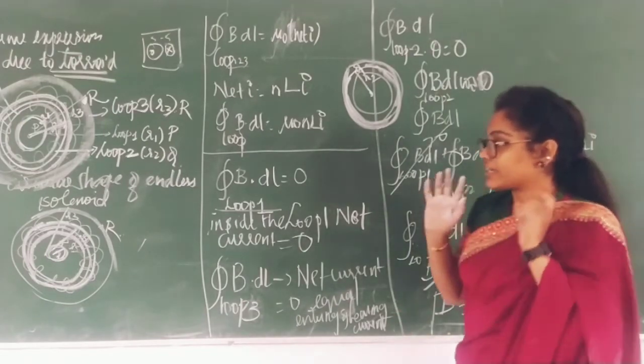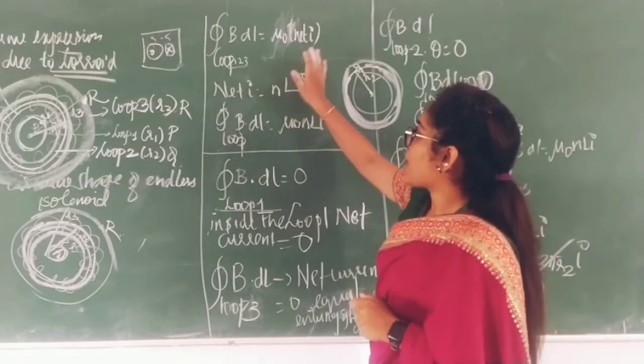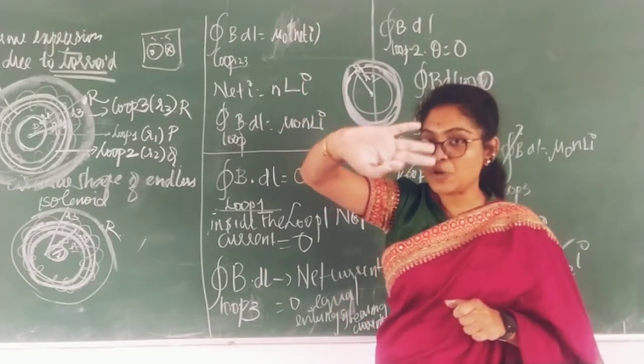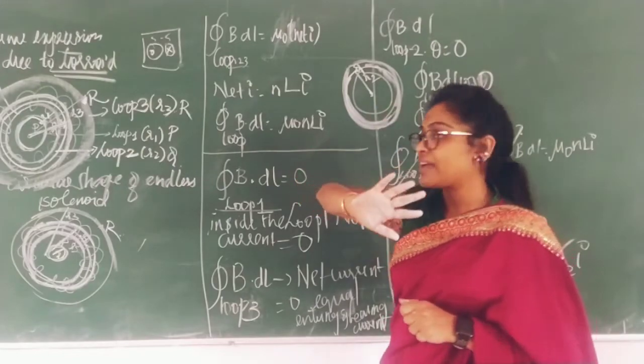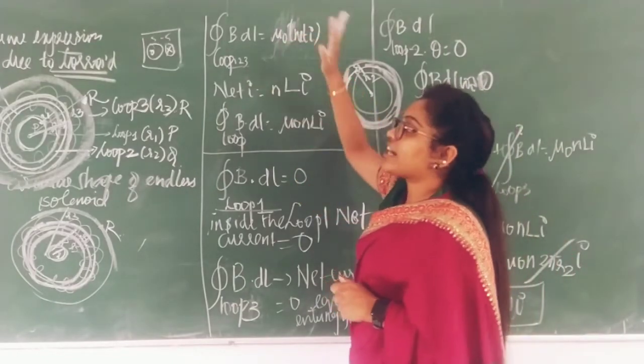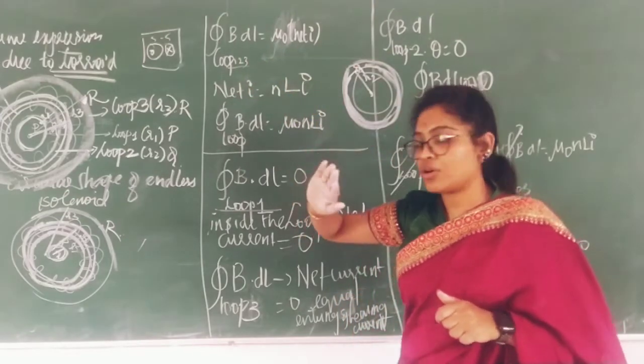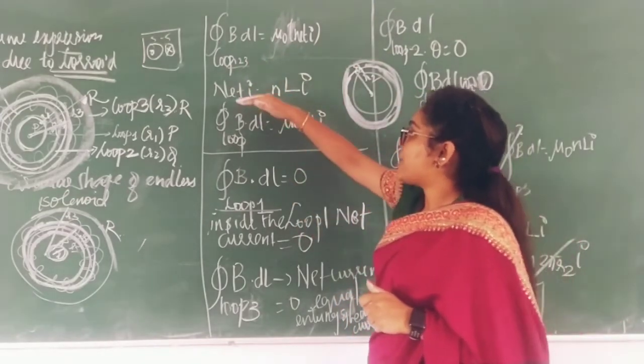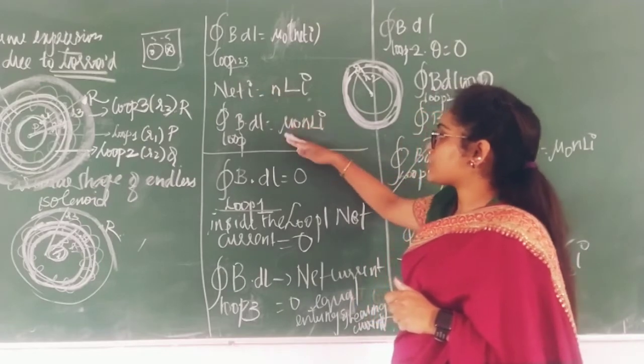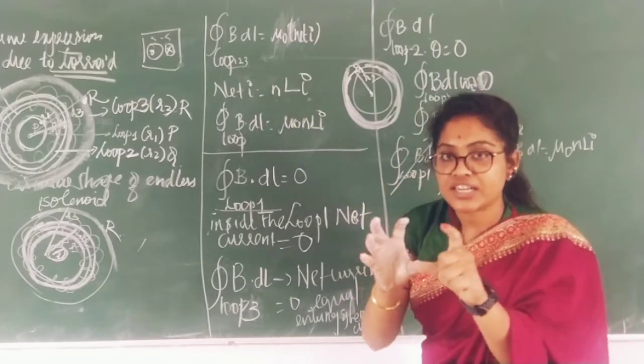Okay, fine. I'll tell you once again. First, I should consider the loops. I'll consider 3 loops. Go with the diagram neatly. Next I will write Ampere's law for loop 1, loop 2, loop 3. At a time I cannot find it, later I will find. Net current I should write as NLI. I substituted. First I considered the inside loop.